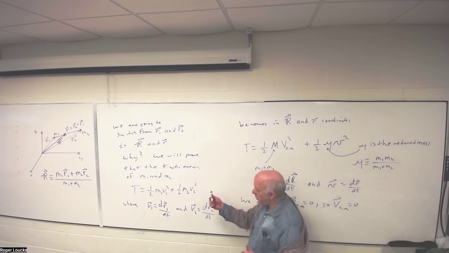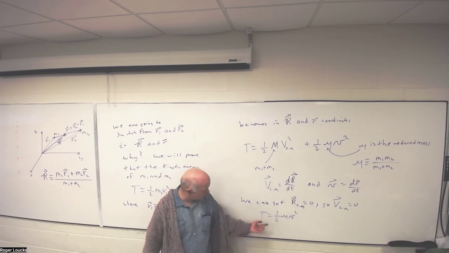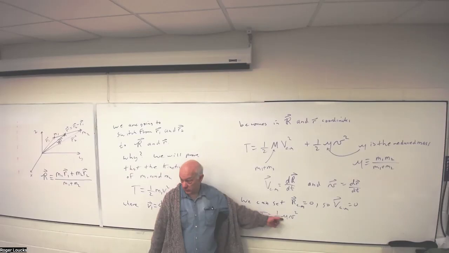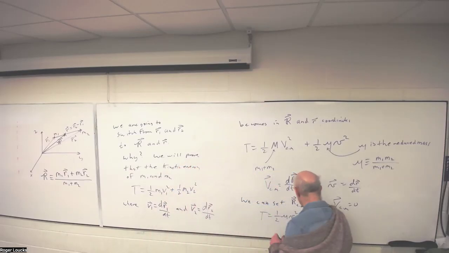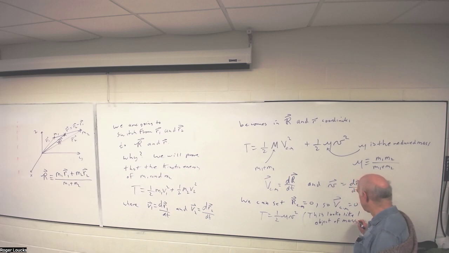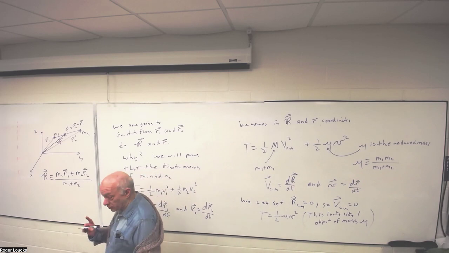So over here, I have two particles, M1 and M2. If I switch to these coordinates, how many objects does it look like here? One object of mass mu. So this looks like one object of mass mu. I've taken a two-body problem and reduced it to a one-body problem.